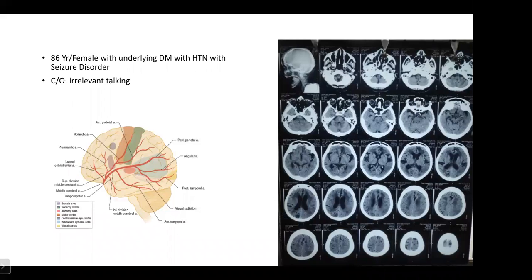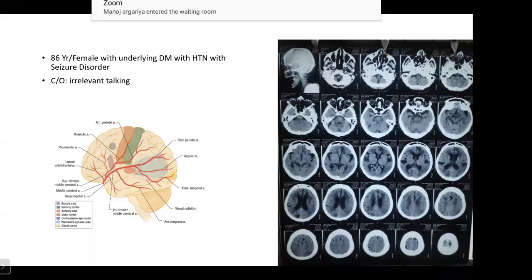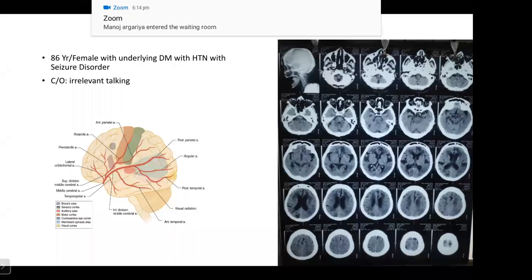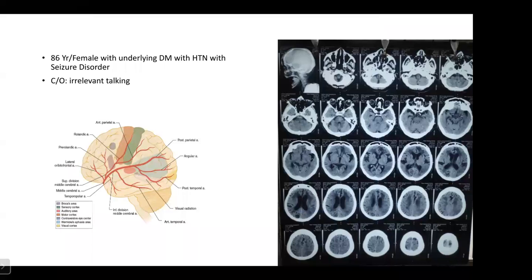Similarly, this is a second case which we saw 3 days back in our emergency. She was an 86-year-old female, a known case of diabetes mellitus, hypertension, seizure disorder, and atrial fibrillation. She presented in our emergency, and when we did her CT scan of the head, we saw cerebral edema in the frontal as well as temporal region, and she was a case of motor aphasia.